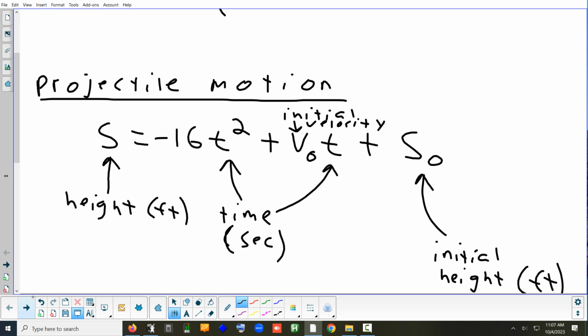One is how long since you threw the object. Has it been 3 seconds, 4 seconds? How much time has passed? What was the initial speed when you threw the object? And what was the initial height? Was the thing that you threw, was it like on the ground? So it started from ground level? Or were you standing on top of something maybe 20 feet tall and you threw it?